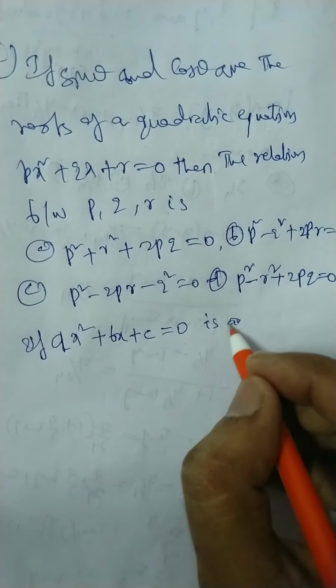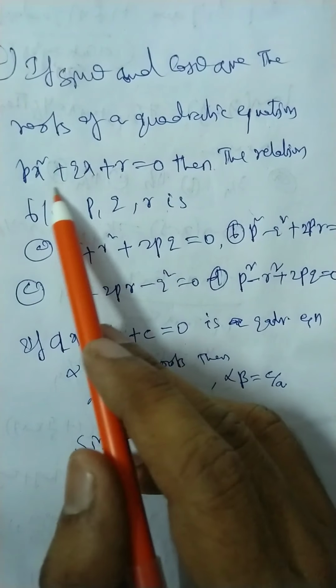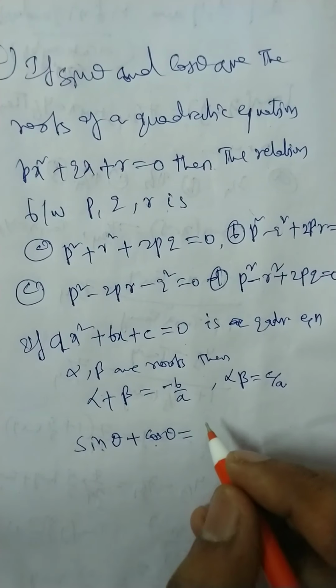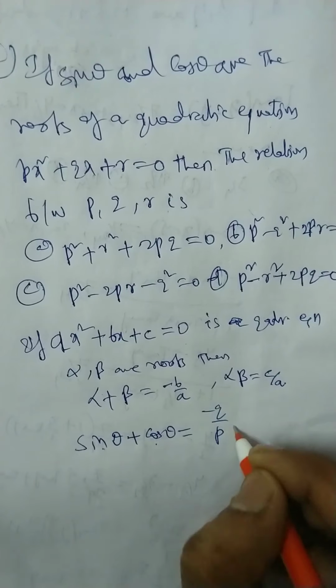Here in our problem we have been given that sine theta and cos theta are the roots of the quadratic equation. So using that information, alpha is sine theta, beta is cos theta. So sine theta plus cos theta is equal to minus b by a. So we get minus q by p.